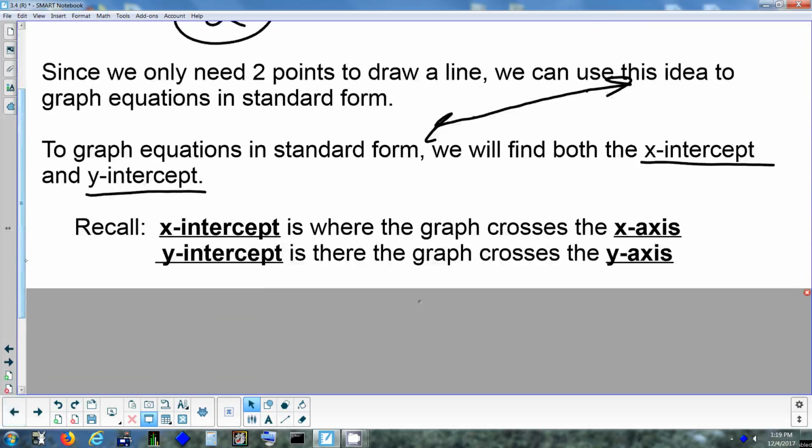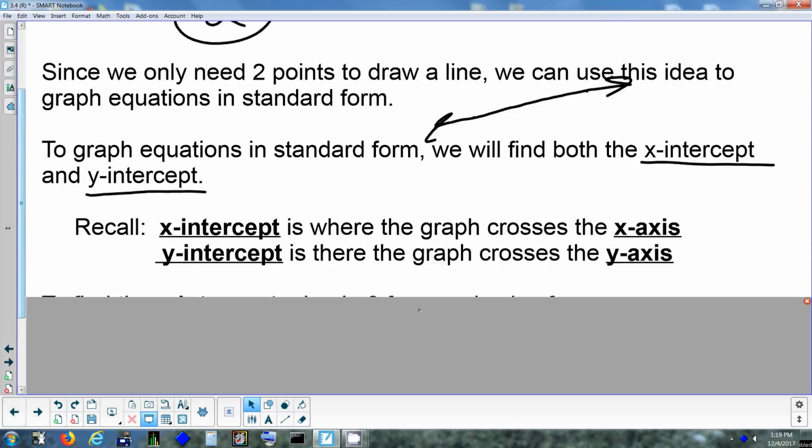All right. So we just went over that. Guys, on your notes, you have the little top 2 blanks where it says recall. The first one is the x-intercept, is where the graph crosses the x-axis, and the y-intercept, like we just talked about, is where the graph crosses the y-axis. So Mr. Hager just showed you that in a picture. He showed you how they cross and what they are.